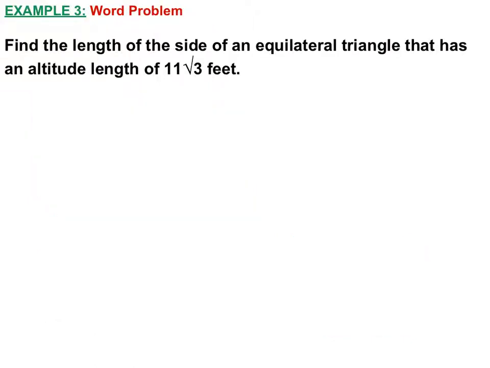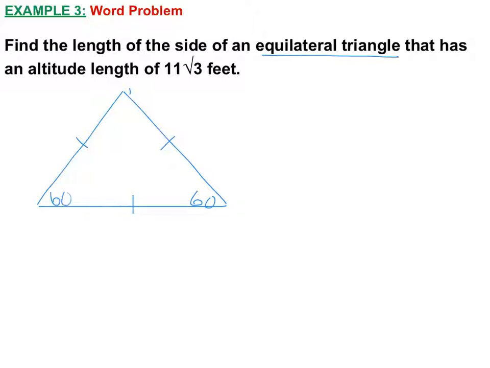This is a word problem. The key to this problem is that we're working with an equilateral triangle. Find the length of the sides of an equilateral triangle that has an altitude length of 11 square roots of 3 feet. So let's draw our equilateral triangle. We know all these sides are congruent. If the sides are congruent, the angles are congruent, and in an equilateral triangle, we know that they are all 60 degrees.